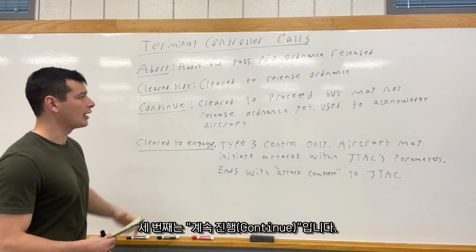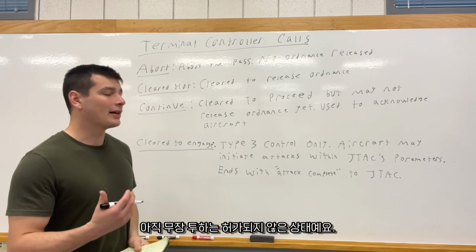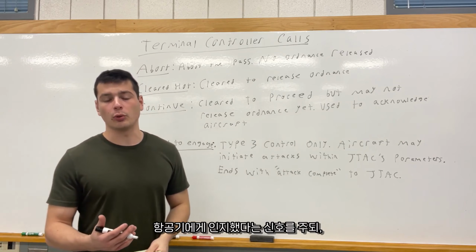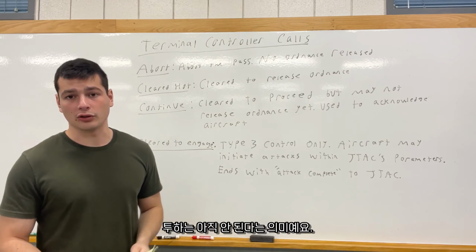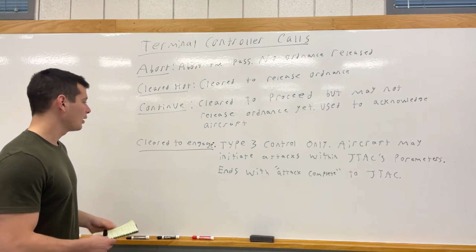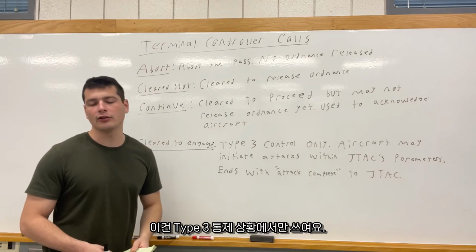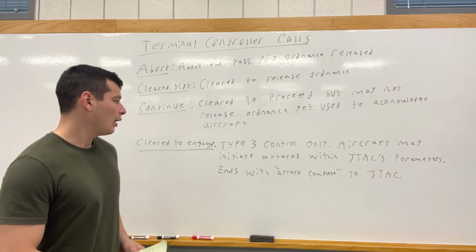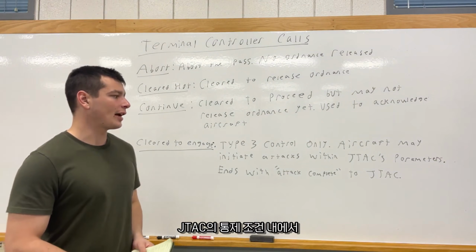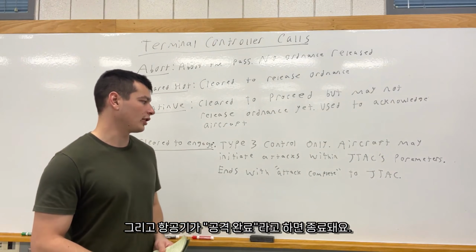The third call is continue. That means that the aircraft is cleared to proceed, but may not yet release ordnance. This is used to acknowledge the aircraft without granting them the ability to release the ordnance yet. And finally, the fourth controller call is cleared to engage. This is used for Type 3 control only, which we already talked about. This means that the aircraft may initiate attacks within the JTAC's parameters, and this ends when the aircraft says attack complete to the JTAC.